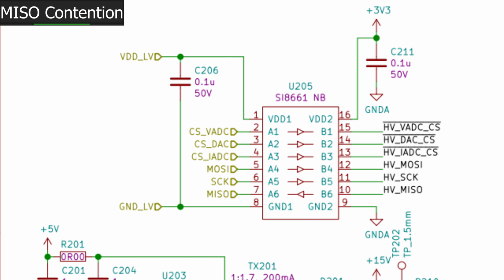So on each high voltage region, there was no bus contention, but now we're storing the MISO line and forwarding it twice, and if one of them was high and one of them was low, that was no bueno.